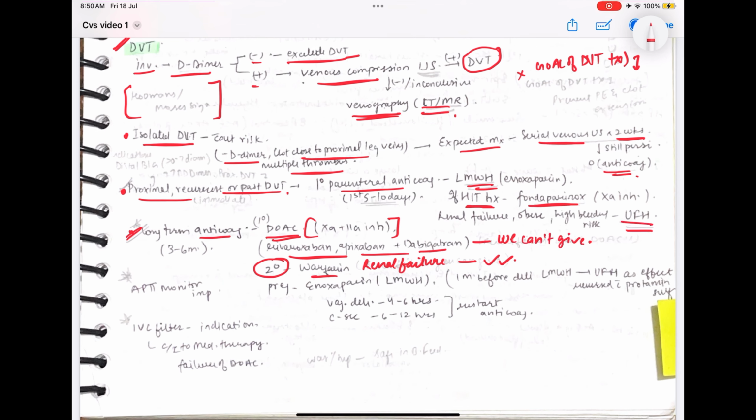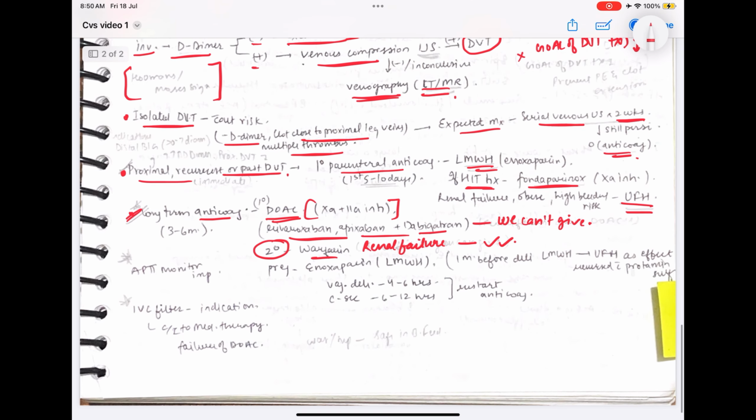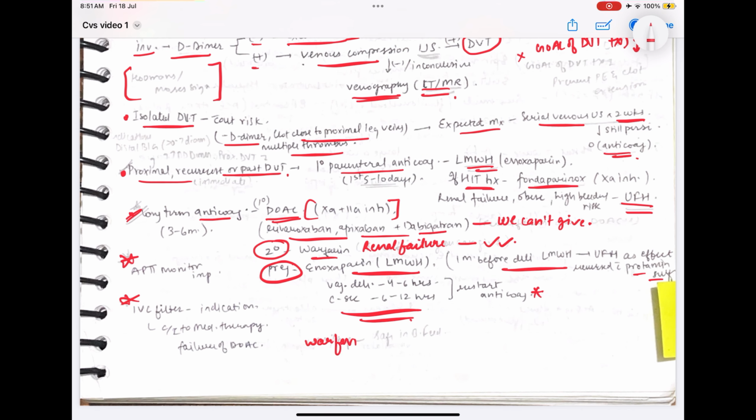Now for pregnant women, as we know that warfarin is teratogenic, so that's why we'll choose low molecular weight heparin over it. And we'll have to switch it to unfractionated heparin 1 month before the delivery, because we can reverse its effect using protamine sulfate. Then APTT monitoring is important, and IVC filter indications I have mentioned. And then yes, for the restart of anticoagulants after vaginal delivery, 4 to 6 hours we can restart, and after C-section 6 to 12 hours we can restart. Both the drugs warfarin and heparin are safe to give in breastfeeding women.